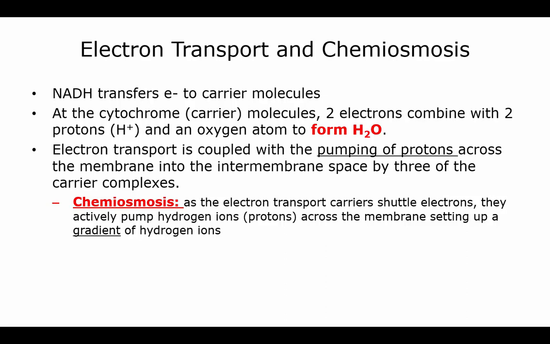And so by definition, chemiosmosis is basically where the electron transport chain is going to shuttle electrons. As electrons move down the chain, hydrogens get pumped across a membrane. And anytime you take hydrogen, which has a positive charge, and you send it from one side of a membrane to the other, it's going to produce a gradient, meaning both sides of this membrane are no longer going to have the same charge. You're going to have more positives on one side than you do on the other. And as you produce that gradient, or that difference in charge, it's going to cause the formation of ATP. 34 molecules of ATP to be exact.